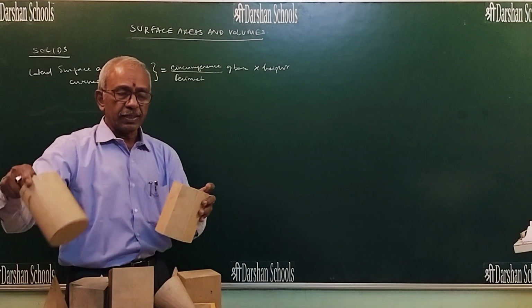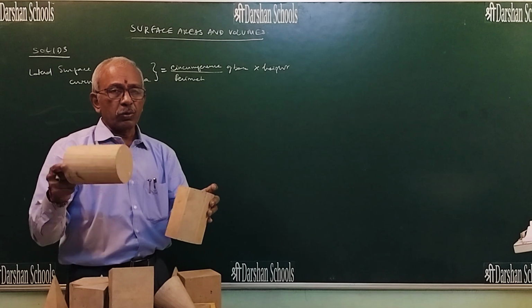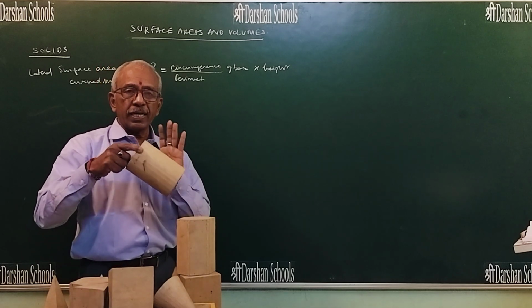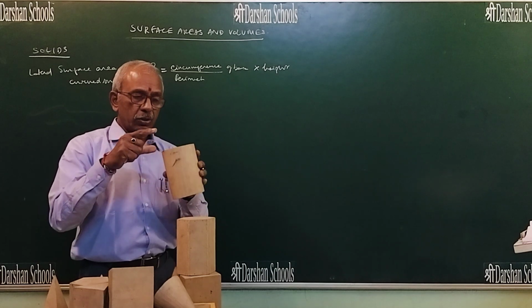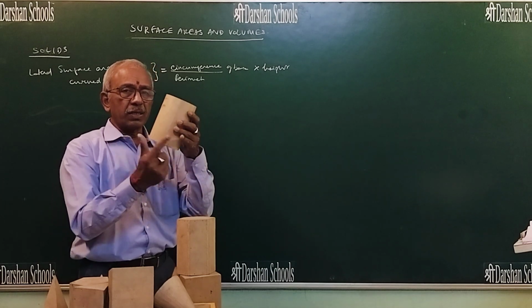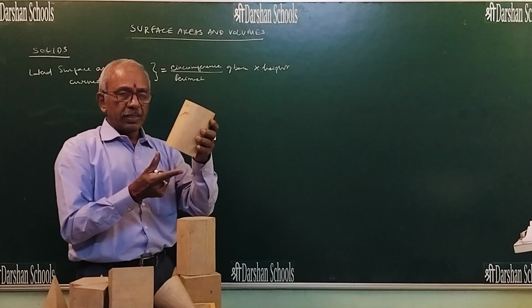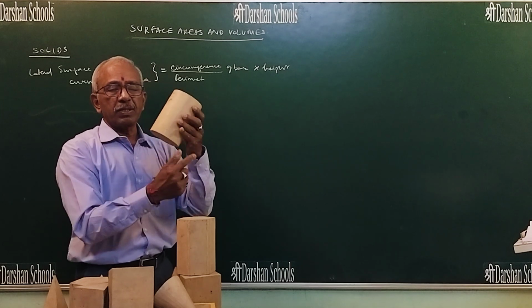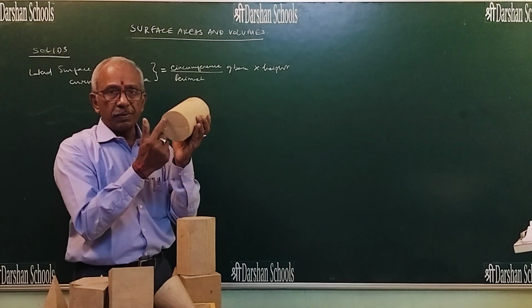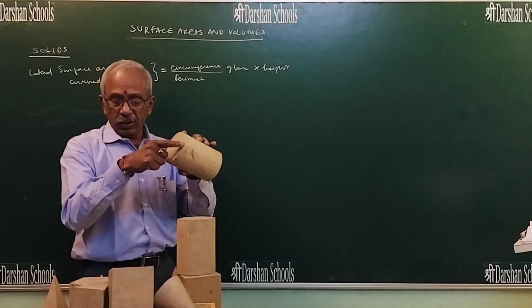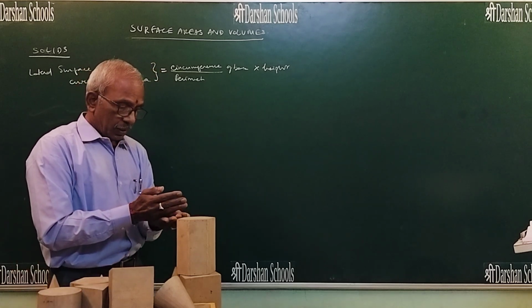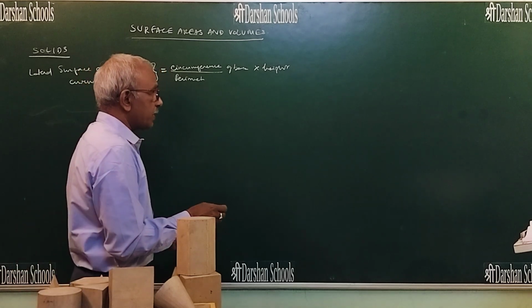Similarly, here it is a cylinder. Same thing: total surface area and lateral surface area. In the case of a cylinder, total surface area means curved surface area plus area of the base plus area of the roof. Here this is the curved surface, this is a circle, and this is a circle. So different shapes of the base give you different solids, and all of these are prisms.